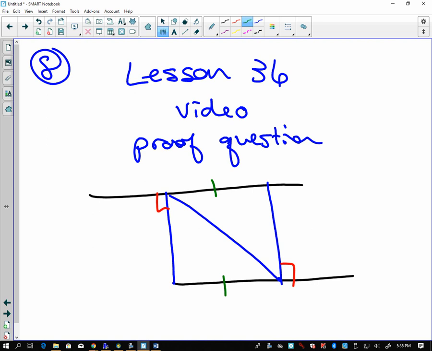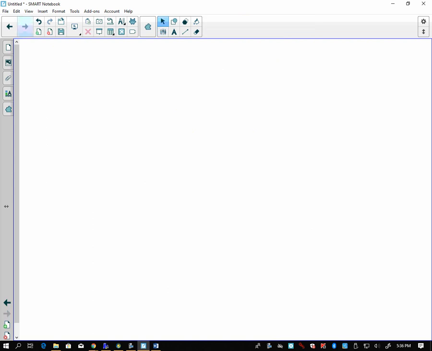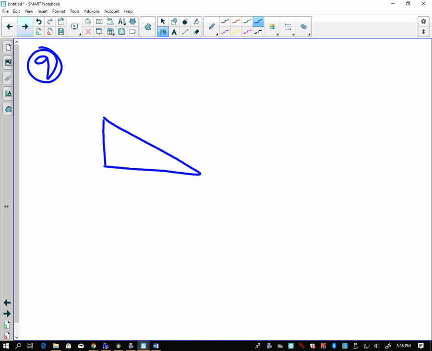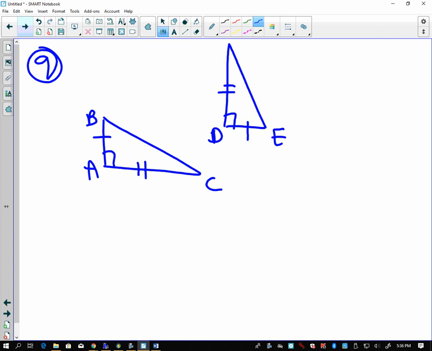All right, let's move on to question number 9. Question number 9 is going to show you 2 triangles. Let's do something like this, and let's say A, B, C, D, E, F. It's going to ask what is the congruent statement and what supports it.